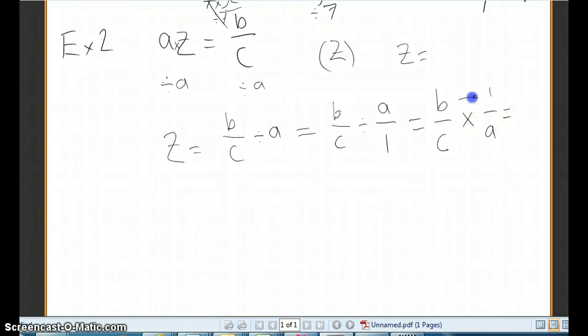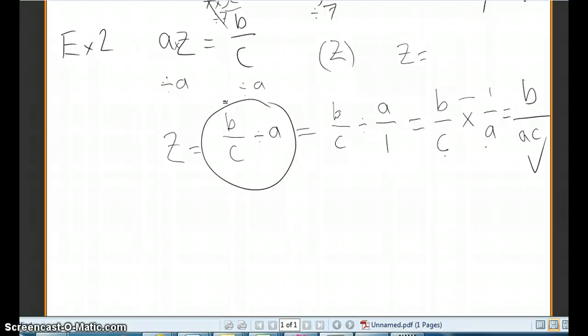If you multiply along the top line, 1 times b, you get b. If you multiply along the bottom line, you get ac, or ca. And that's my solution there. If you wrote your solution like this, it is not wrong, but in mathematics we try and write things as simply as we can, and this looks neater than this does. So preferably you would write it like that, b over ac.